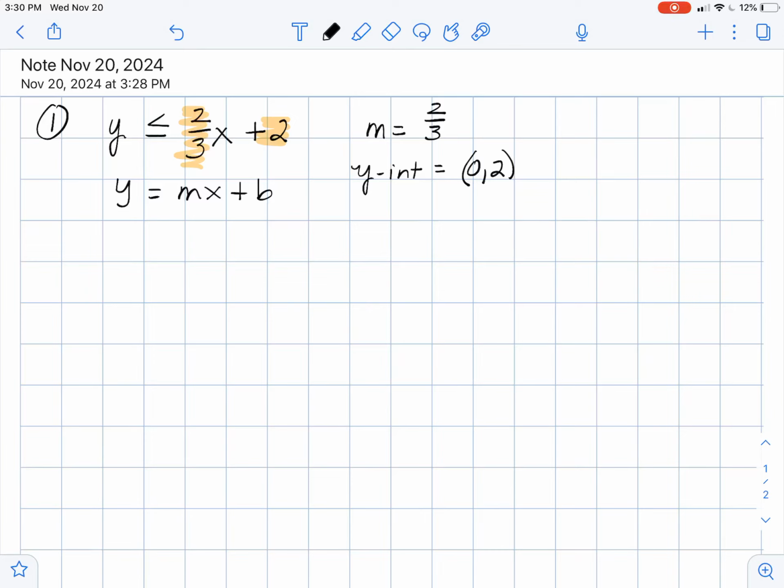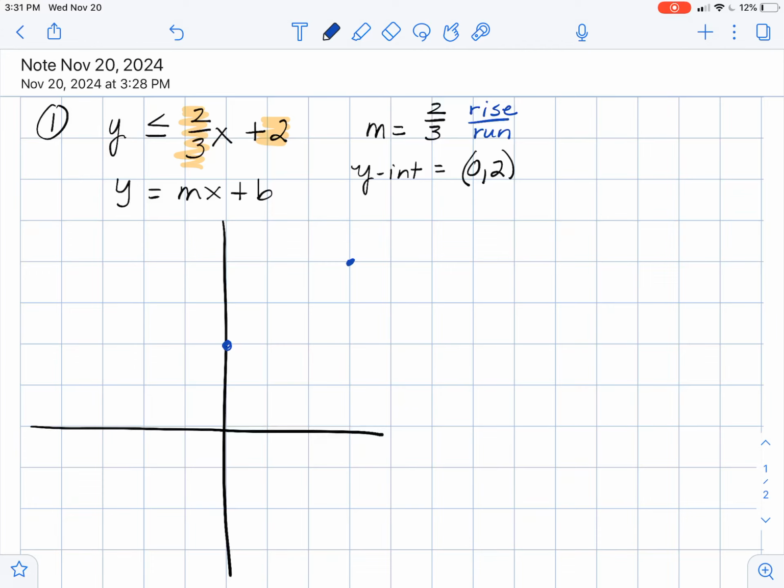So when I go to my graph, okay, I'm going to start at my y-intercept, which is 0, 2. I didn't quite make this big enough, and then I'm going to do my slope, which is a rise over run. So I'm going to rise 2 and run 3. So I went up 2, over 3, and I'm going to draw my line.